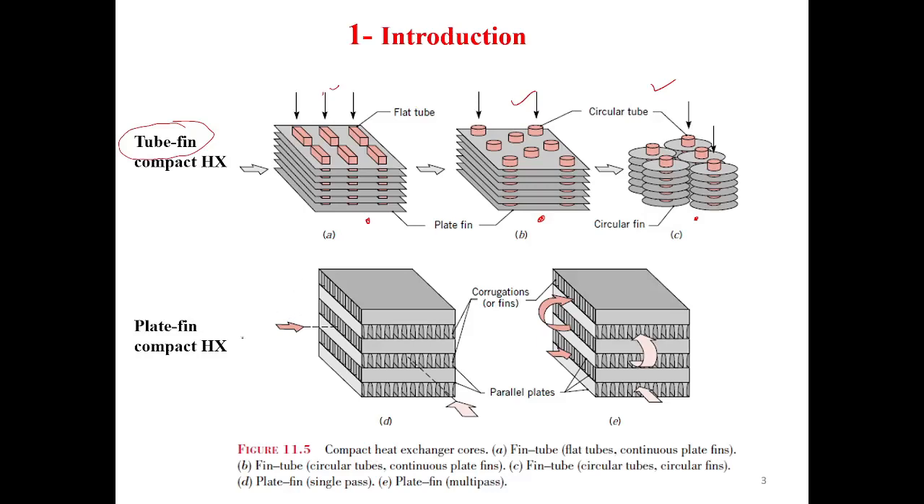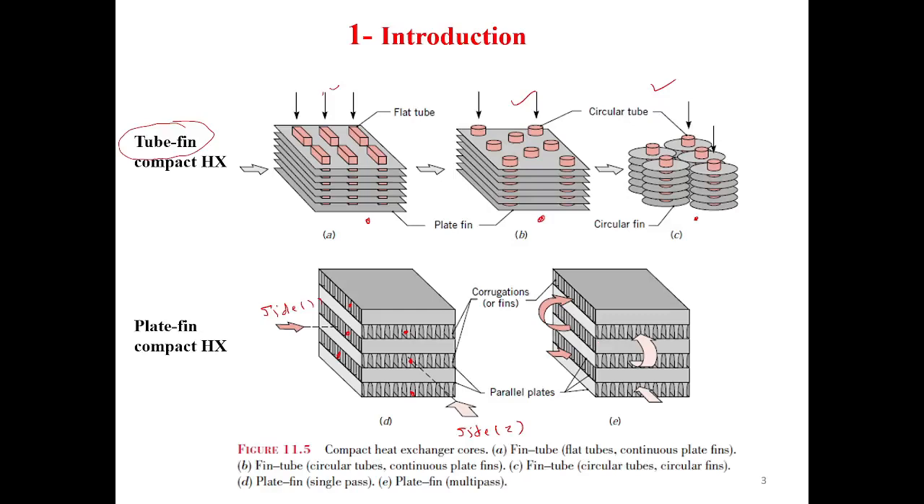The second type of compact heat exchanger is the plate fin heat exchanger, where we have a gas-to-gas heat exchanger. This is, for example, side 1 gas, and this is, for example, side 2 of another gas. One of them is hot and the other one is cold, and side 1 passes through these spacings, and the other side passes through the other spacings in a cross-flow arrangement, so that the heat exchange can take place between the hot fluid and cold fluid.